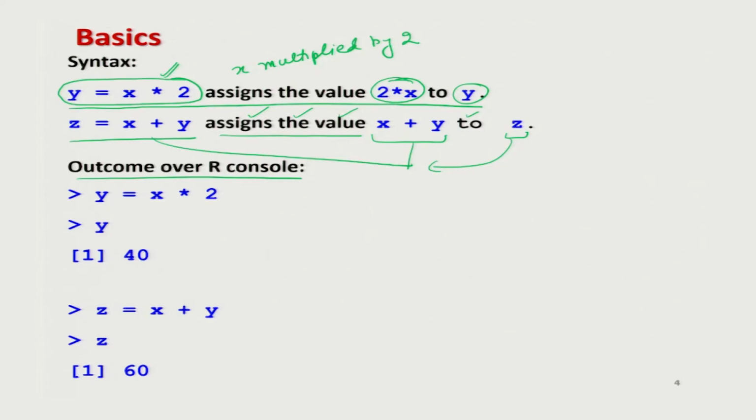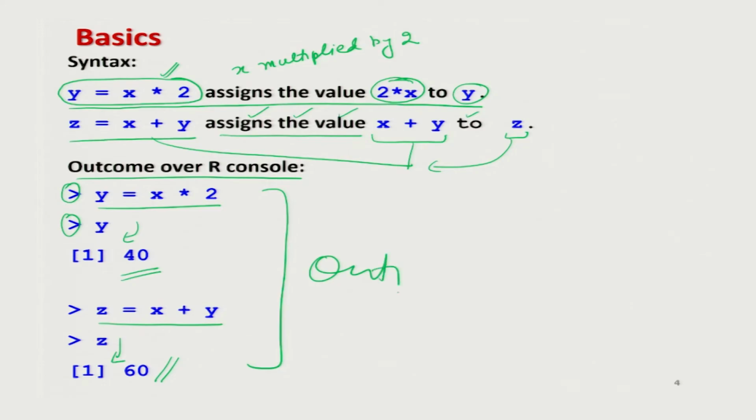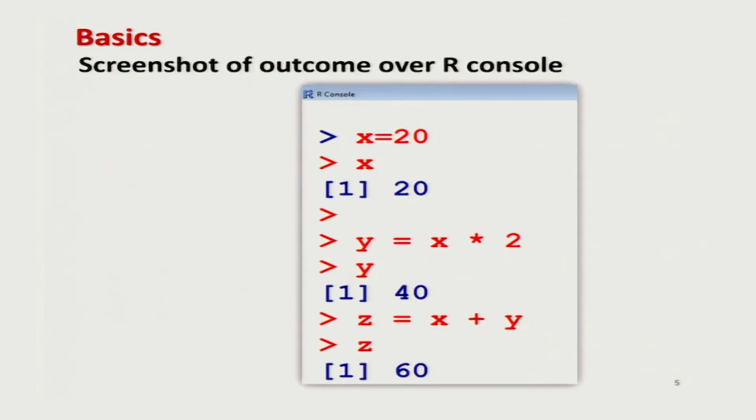Now this symbol will indicate that whatever is mentioned here is copied and pasted from the R software. So if you type y equal to x into 2 in the R software, and then type y and press enter, you will get the value 40. And after that, in the next line, if you type z is equal to x plus y, and then type z and press enter, you will get the value 60. So this indicates the output from the R software, right. So that is our understanding. Now when I am trying to do it on the R software, how will it look like.